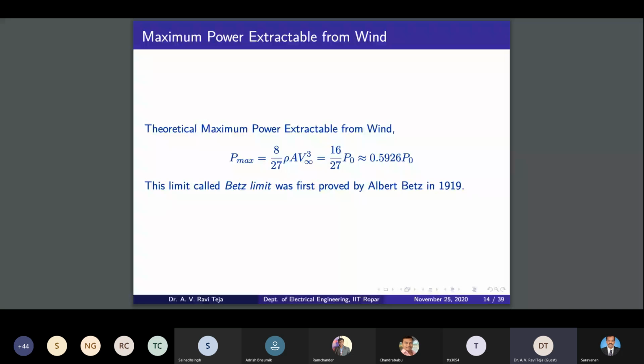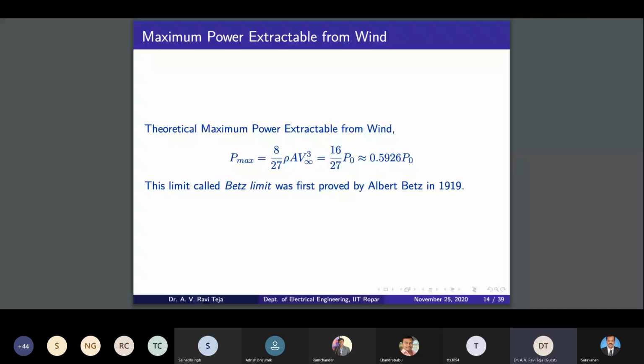If you go for practical, it is much, much worse. If you get 20-30% of the power contained in the wind, that is a huge power efficiency improvement, I would say. So that much power you have to extract from the wind.